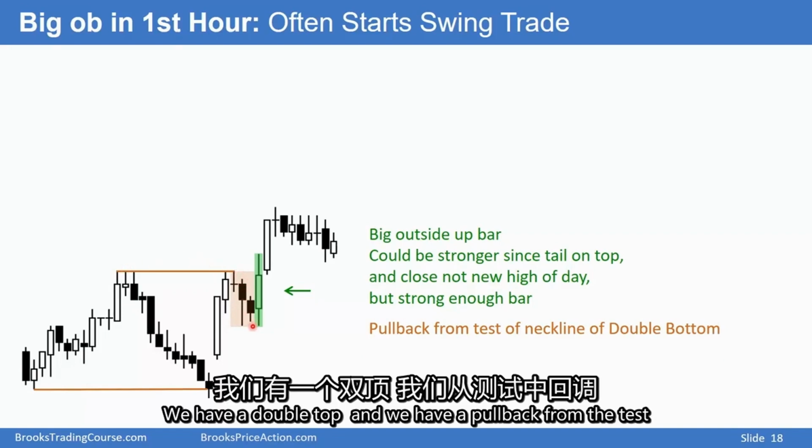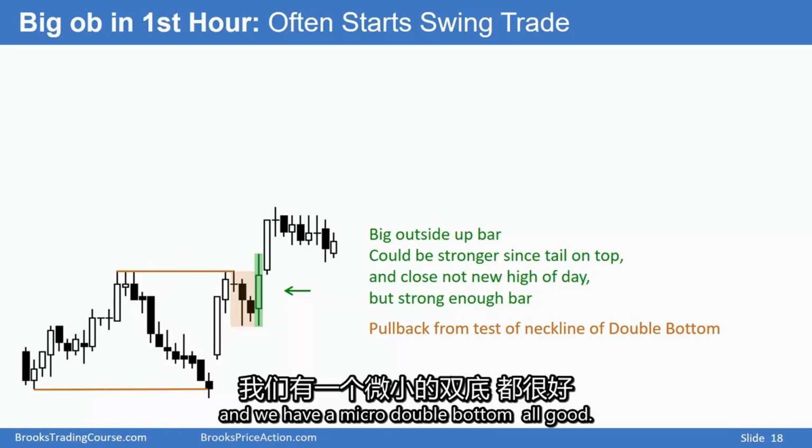We have a double top, and we have a pullback from the test. And we have a micro double bottom, all good.